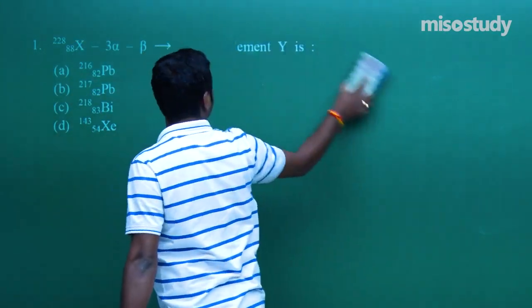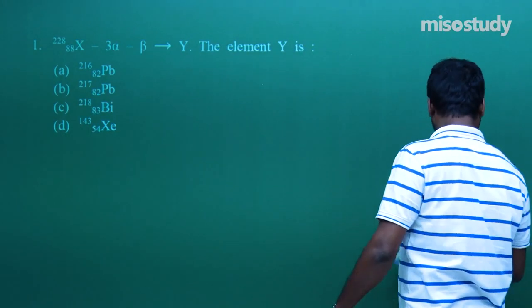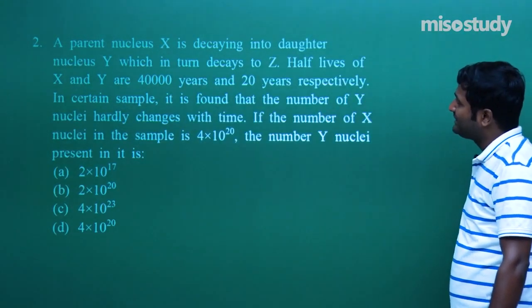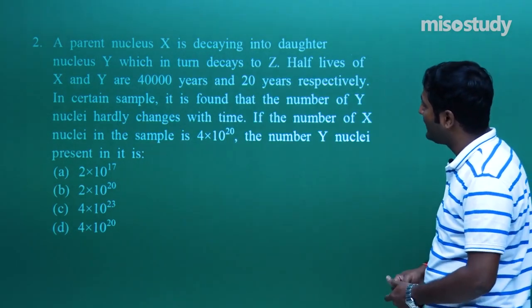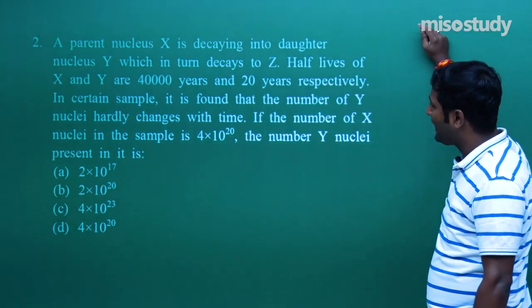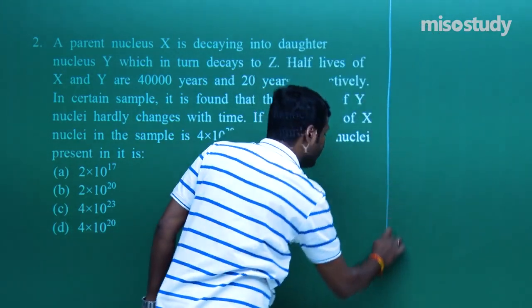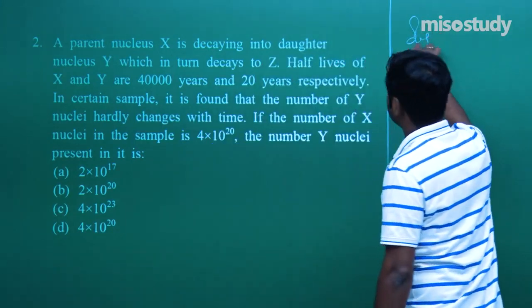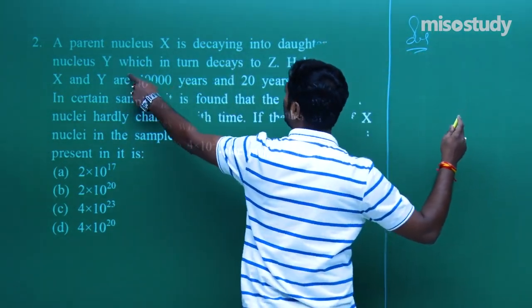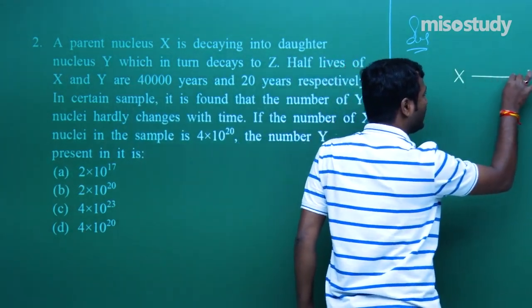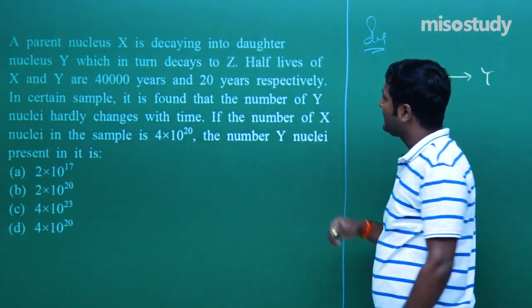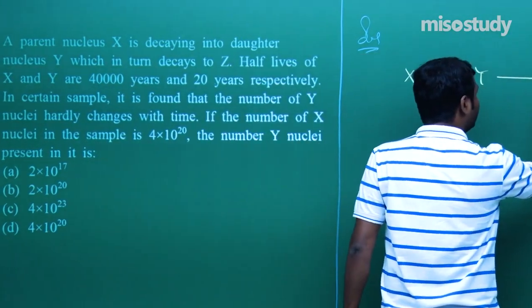Let's move to the next question. The next question is: a parent nucleus X is decaying into daughter nucleus Y, which in turn decays to Z. The half-lives of X and Y are given here. Write down the question again. Read: a parent X decaying into daughter nucleus Y, which in turn decays to Z, that is, Y decays to Z.